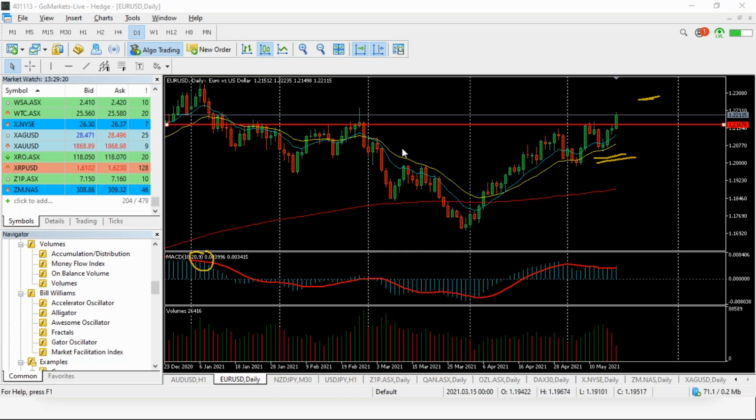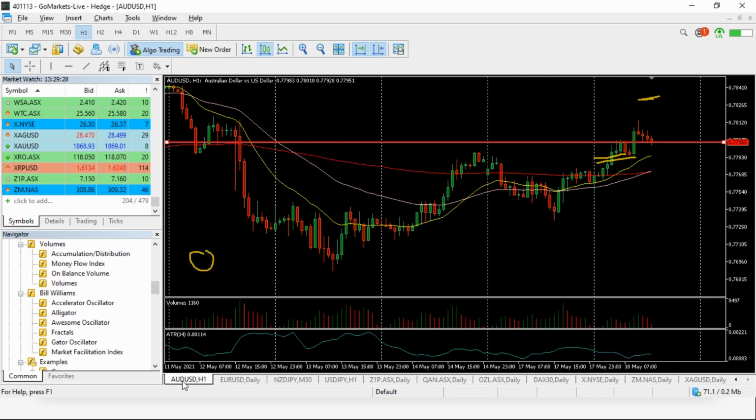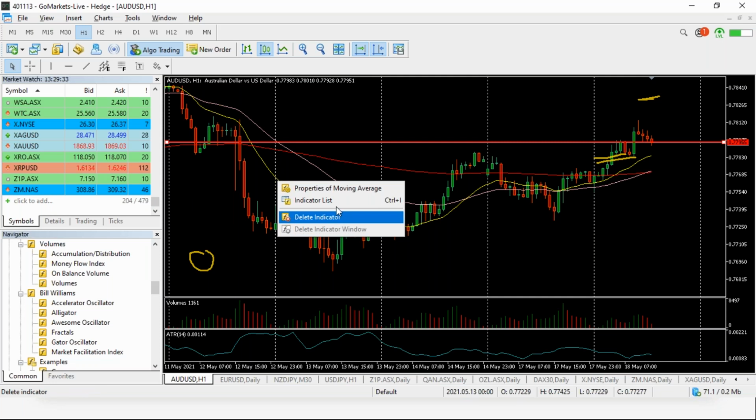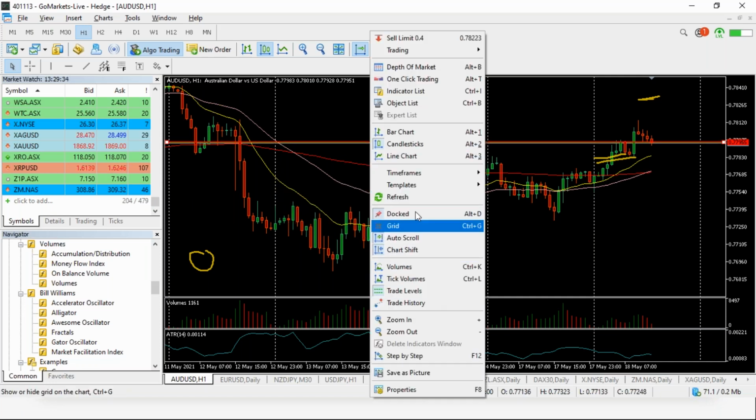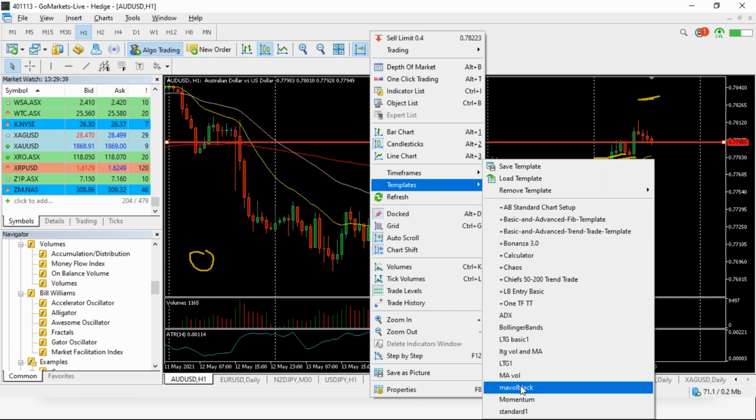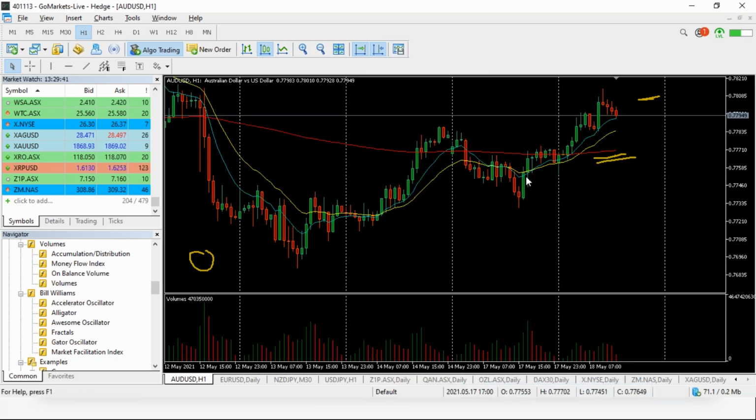Okay, and then we trade up from there. If we look at one the other way, we didn't get 10 and 20. Let's just reset this template. Okay, there's our moving average cross.